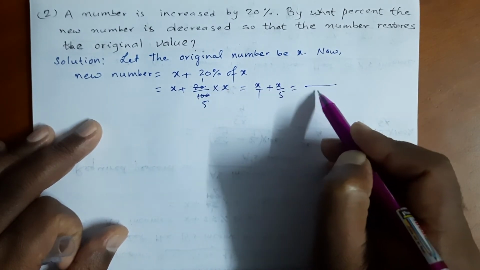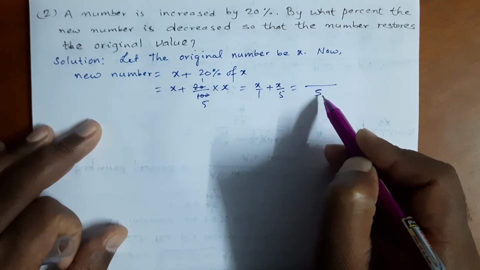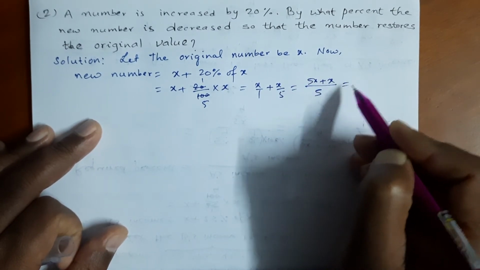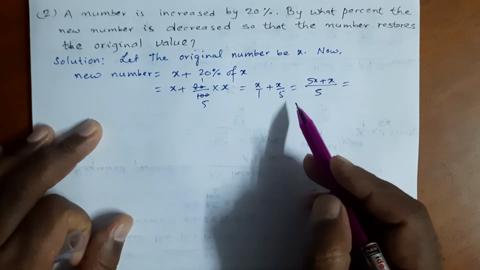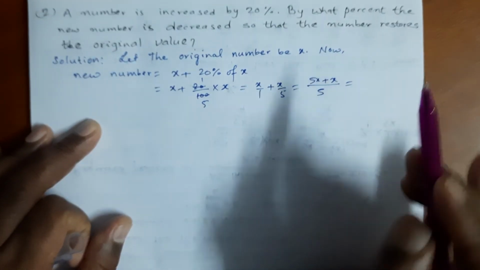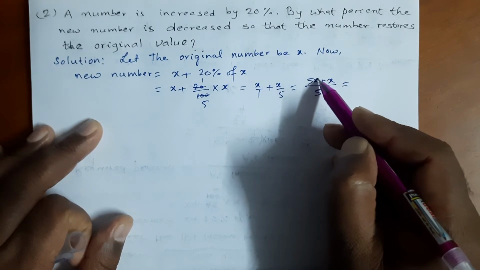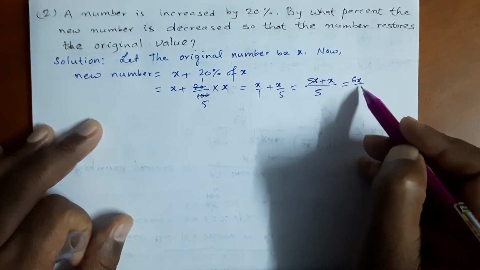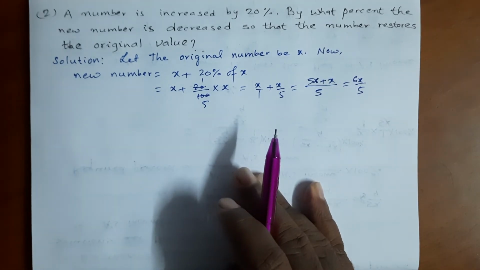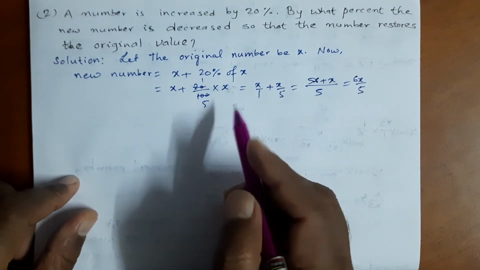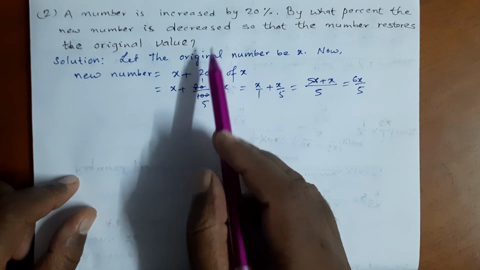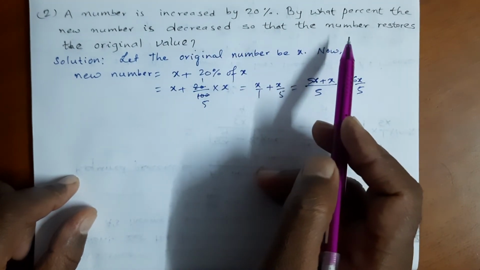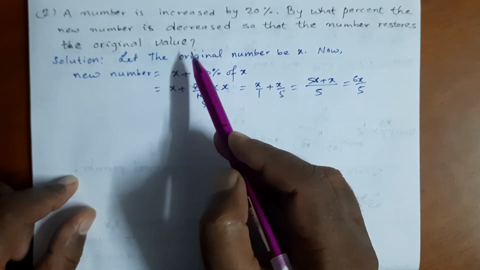Now LCM of 1 and 5 is 5. 1 can divide 5 times, that 5 times x is 5x plus x. Okay, so this can also be done directly, 5x plus x, 6x over 5 directly also, but thinking that some students have difficulties to understand, I have done in detail, 6x over 5. This is the new number. So a number is increased by 20%. By what percent the new number is decreased so that the number restores the original value?